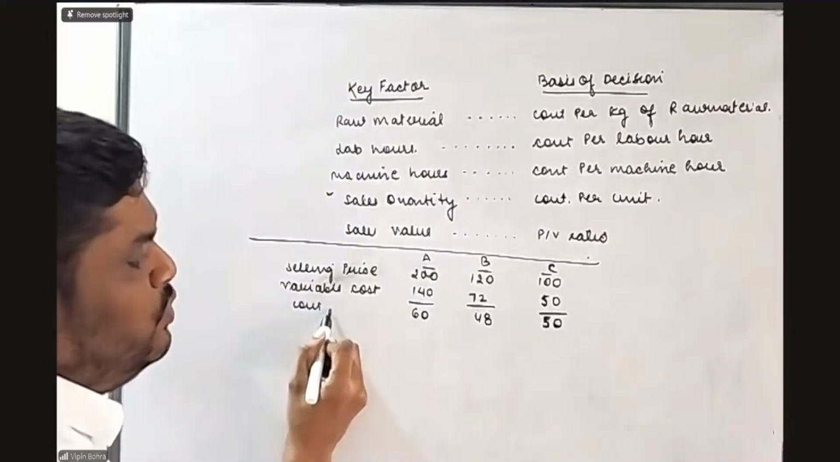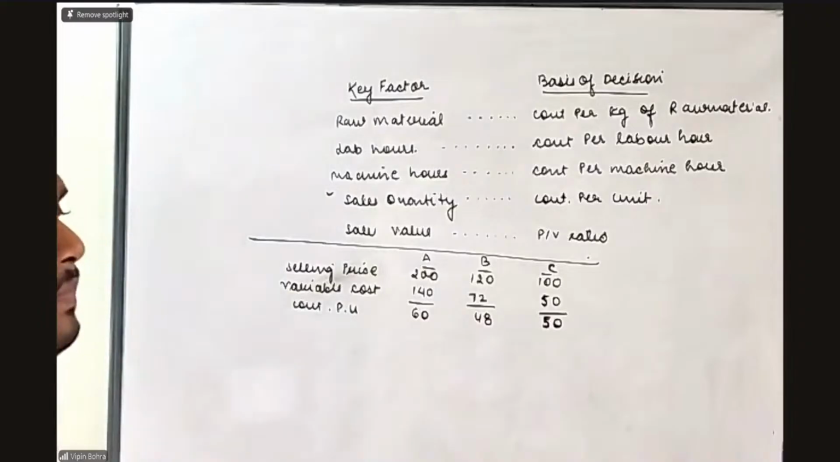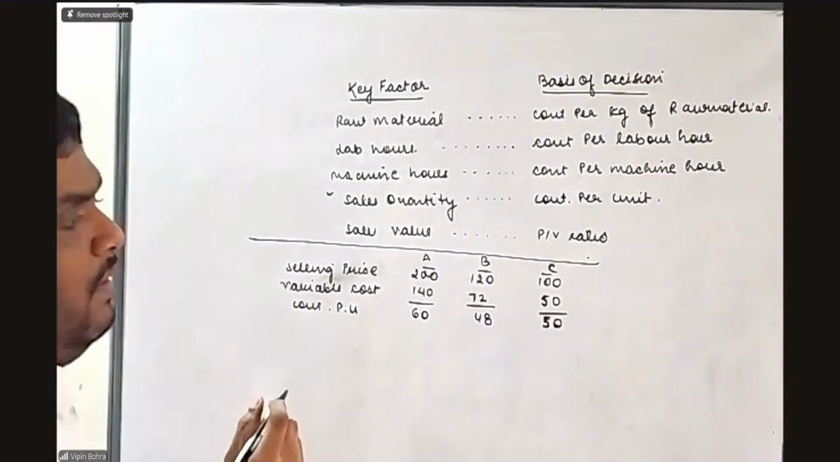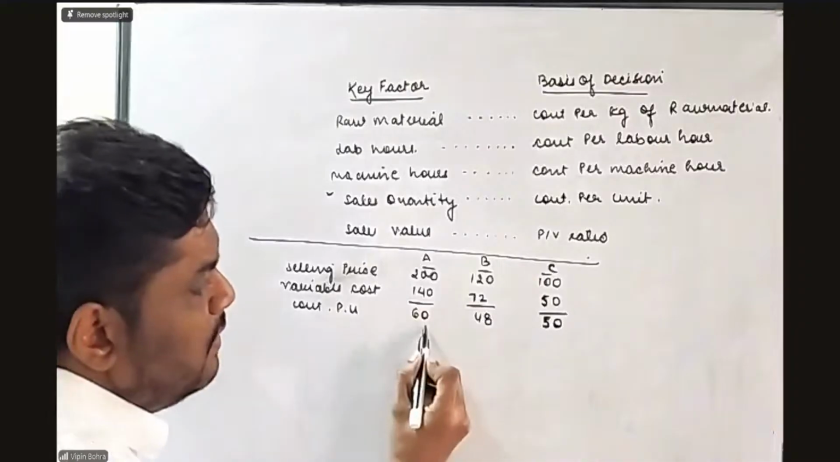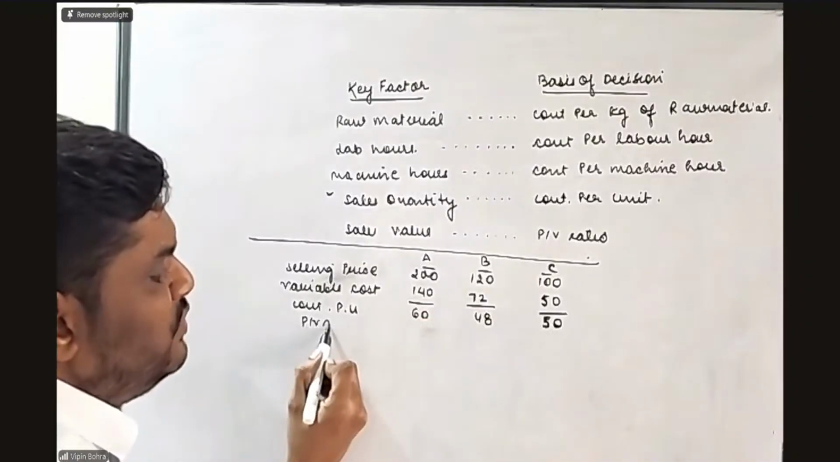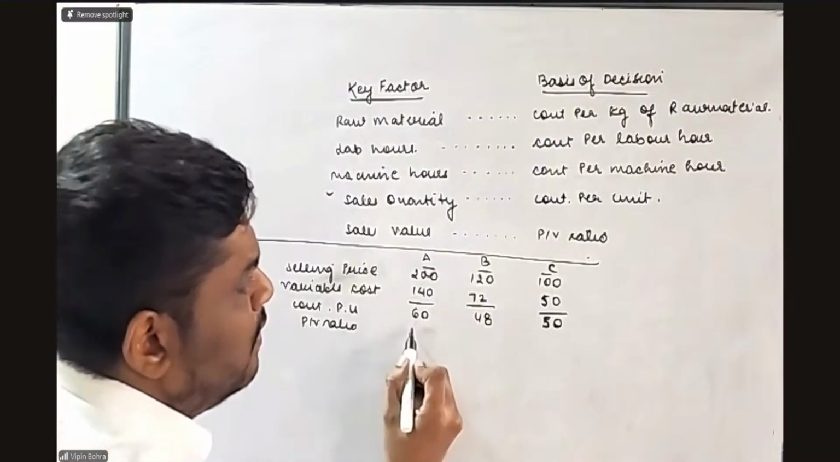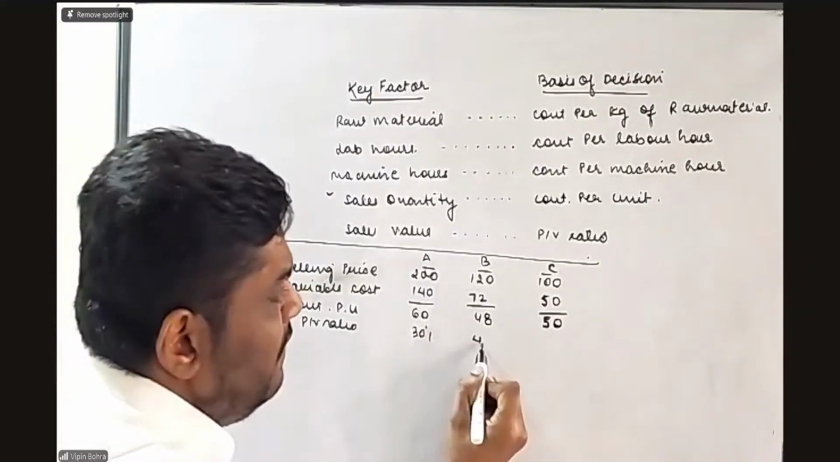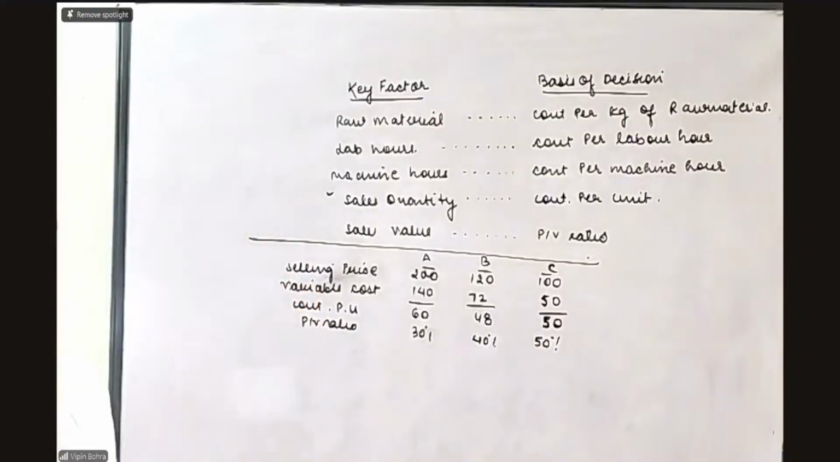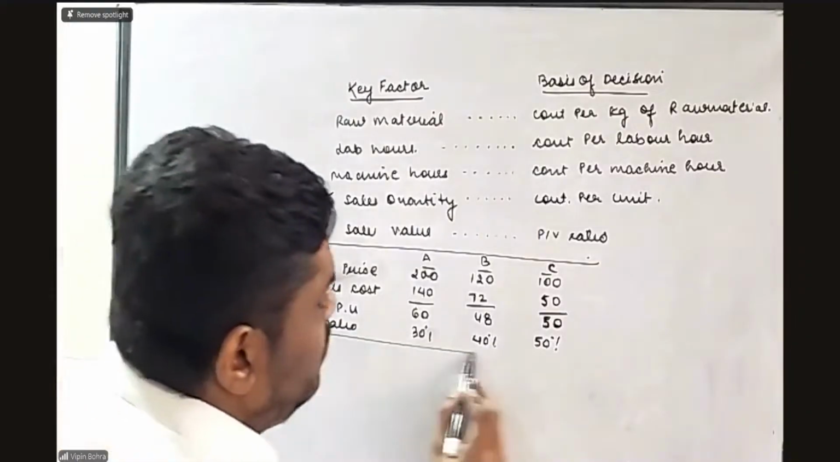This is my contribution per unit. Now, let's say two parts. Okay, my PV ratio also we will calculate. That is 30%, 40%, and 50%. Now, let's take two parts.